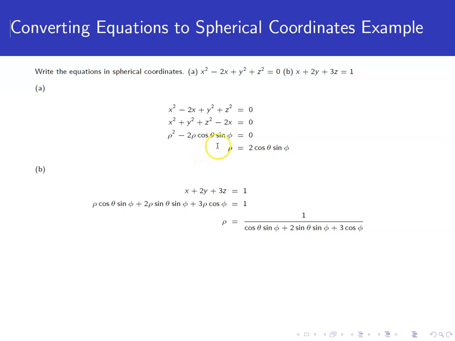And then for the second one, we're just going to replace the x with our conversion formula. X, remember, is rho cosine theta times sine of phi. And now we can just add that 2 rho cosine theta sine phi to the right-hand side and divide both sides by rho and get our equation of rho equals 2 cosine theta sine of phi.